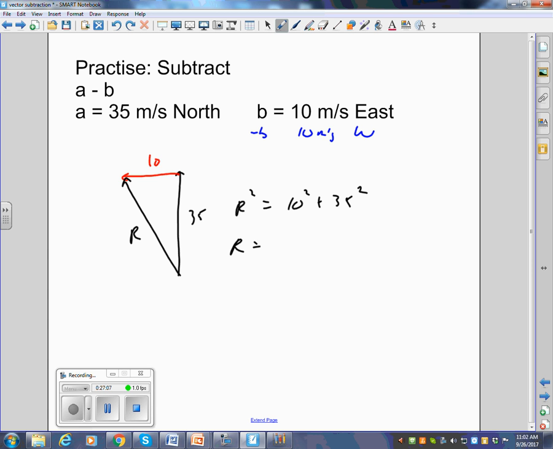Not enough light here. What is it? 36.5. That seems about right. 36.5, that's going to be meters per second. Theta is equal to tan minus 1. Opposite is 10. Adjacent is 35. I've got to stand over here where there's more light. 15.5. 16. So that's going to be north 16 west, right?